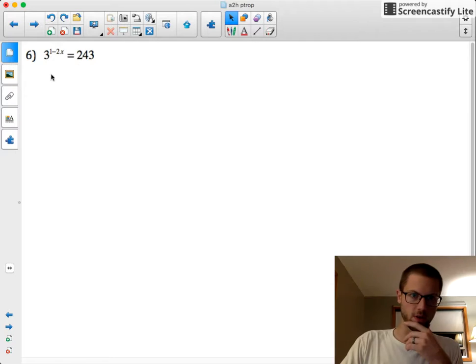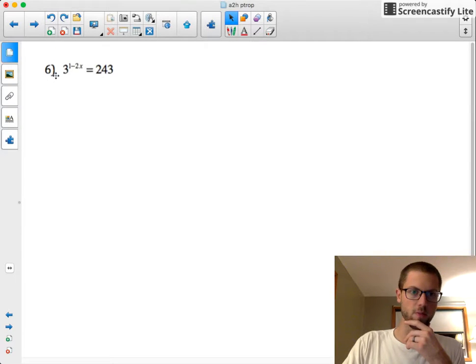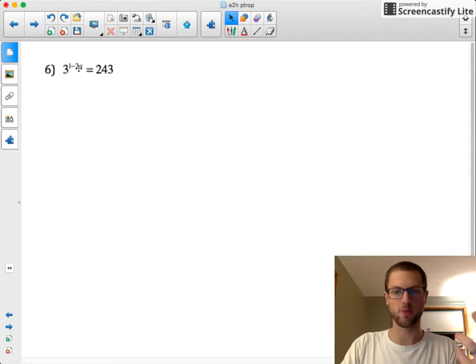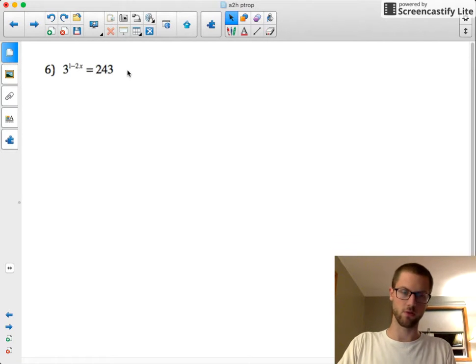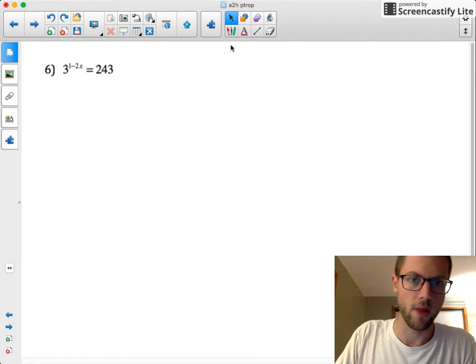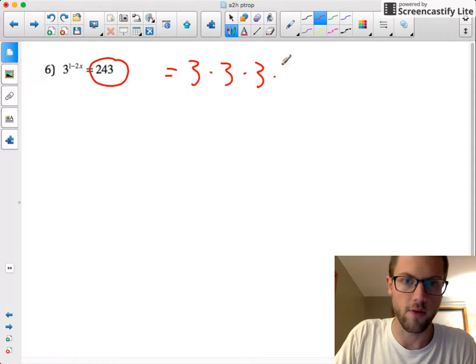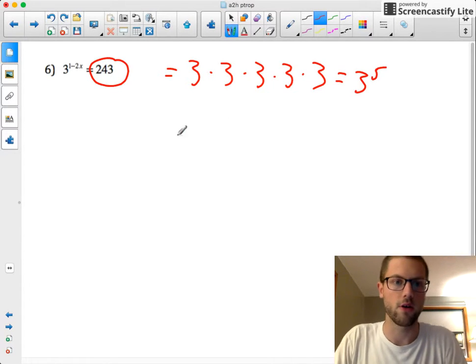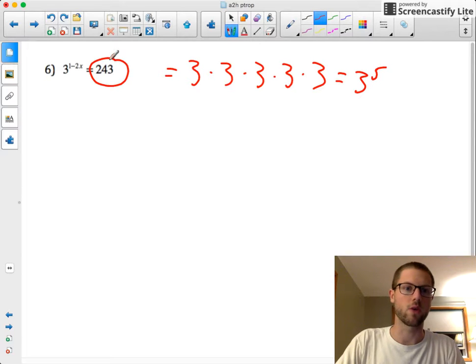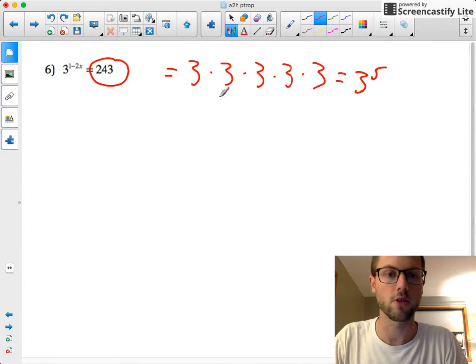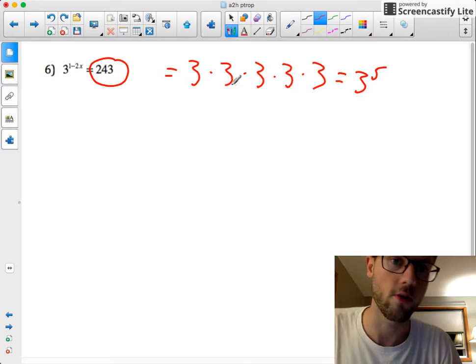At first glance, we notice that these bases are not the same. I've got 3 to this power and 243 to, I guess we could just say, the first power. So I have to be a little bit clever here, and I have to remember that 243 is the same thing as 3 times 3, that's 9, 27, 81, and there's my 243. So this is 1, 2, 3, 4, 5, 3 to the fifth power. So we have to be a little bit clever with ways that we can express these numbers as their powers.